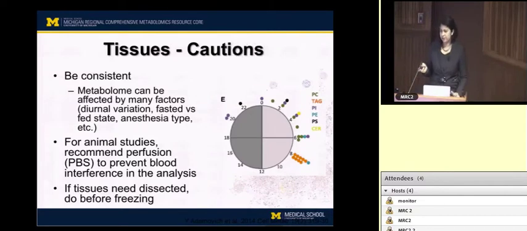For animal studies, we do recommend that you perfuse with the PBS so that we get the blood out of the tissue. Because the metabolic concentration in the blood is really high, sometimes the differences you could be seeing could be a reflection of the blood circulation. So you want to remove blood as much as possible. We have a very good protocol of doing that. You can talk to us about that. So perfuse out the blood so you remove that aspect from your tissues. As I said again, dissect before freezing.